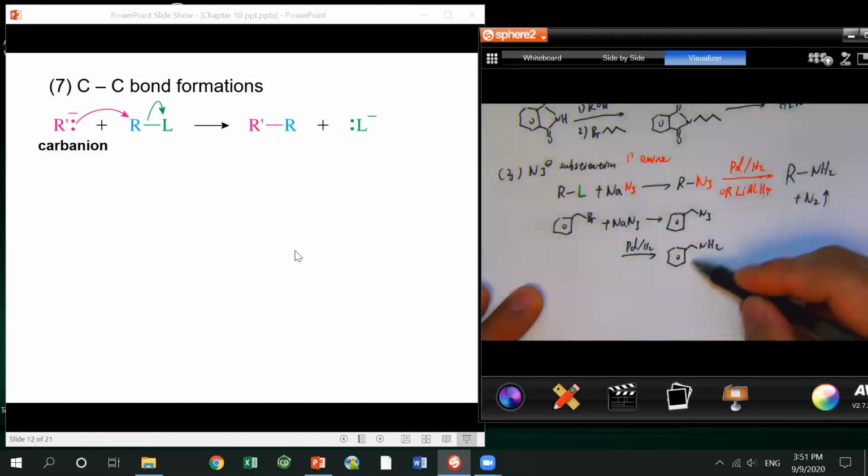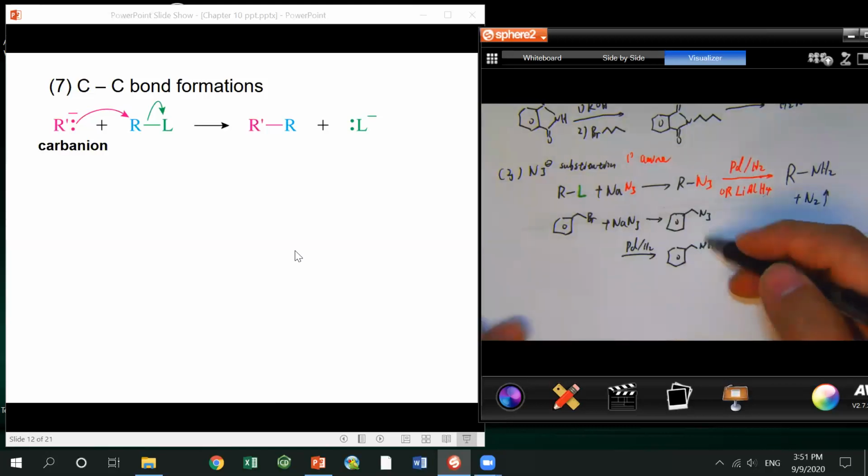So, benzene and CH2NH2. So, a primary amine. Some people asked me what the structure of the last one was.